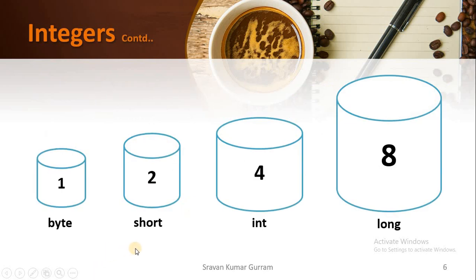You can understand the major difference among the 4 integer data types with the help of this image. Byte occupies 1 byte of memory. As the name suggests, it occupies 1 byte of memory. 1 byte equals 8 bits. Short data type occupies 2 bytes of memory. Int data type occupies 4 bytes of memory, and a long data type occupies 8 bytes of memory. So when we move from byte to long, it occupies more memory. Depending on your requirement, you can choose the required data type.